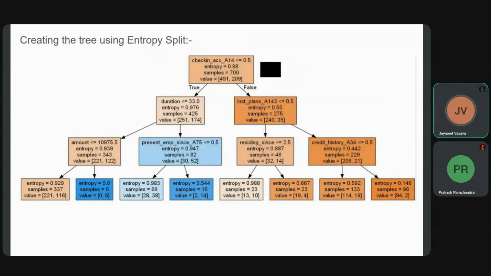You can see that on the rightmost side, if we go from the root node: has checking account, installment plans, then the credit history A34, and the entropy of 0.146. Total samples are 96, and out of them 94 are good credits.